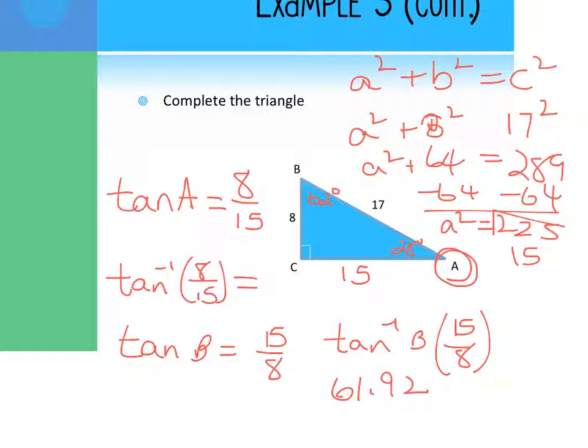Double check that this does equal 90. You can add 62 plus 28 and find out that it is 90 degrees. So we did complete the triangle appropriately. Does that make sense? So you need to be able to find the opposite and the adjacent sides in order to put them into the trig ratio.